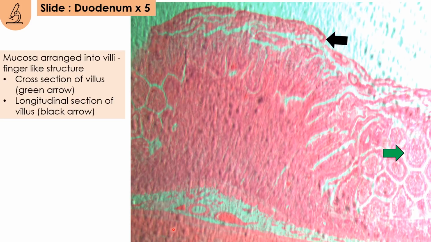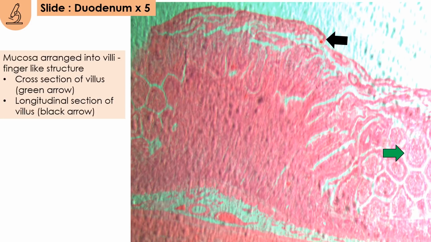So the mucosa, as I mentioned earlier, is arranged into villi. Remember, villi is a finger-like structure. Please differentiate villi from microvilli. Villi is the one that you can see using your naked eyes. Grossly, you can appreciate villi, if let's say you see the small intestine grossly.